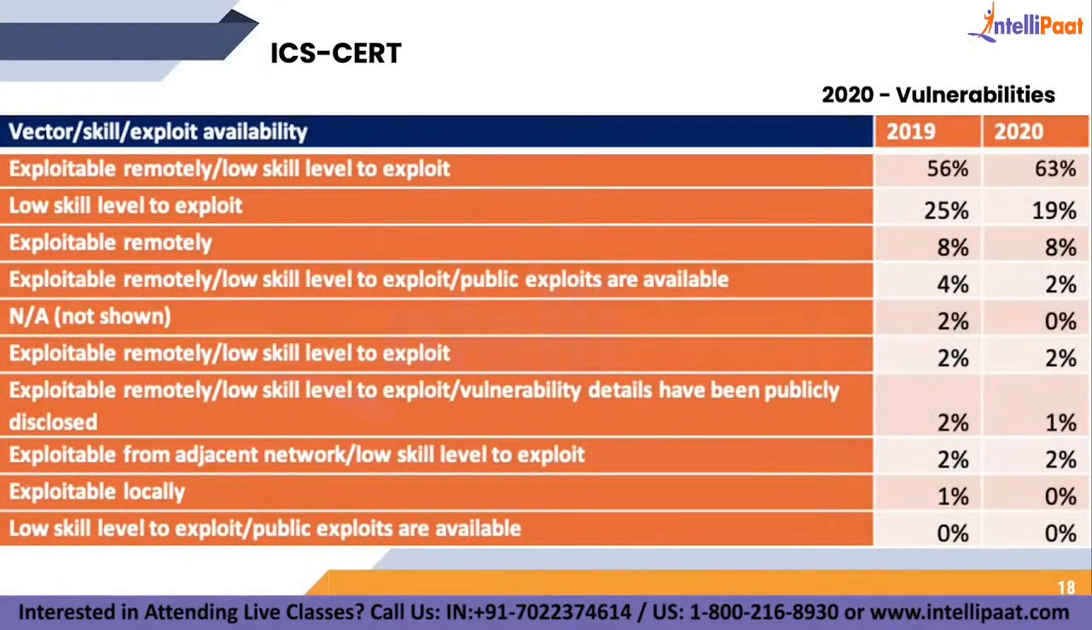The availability of low-skill-level exploits has risen from 56% to 63%. Remote low-skill-level exploits, you see, have dipped from 25% to 19%. And exploitation remotely, that means without communicating or interfacing. If you see the overall remote exploitability, that has grown by at least 5 to 10%, and taking an average of 8 is our overall remote exploitation.